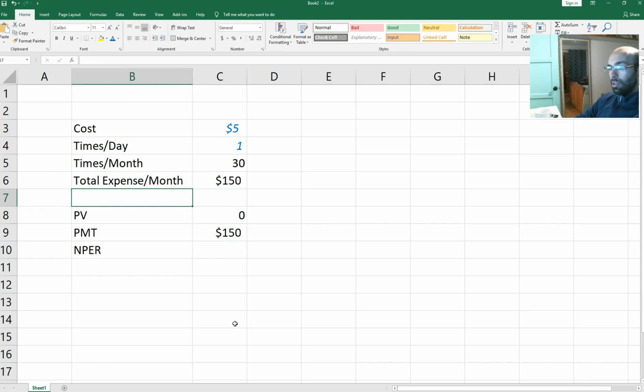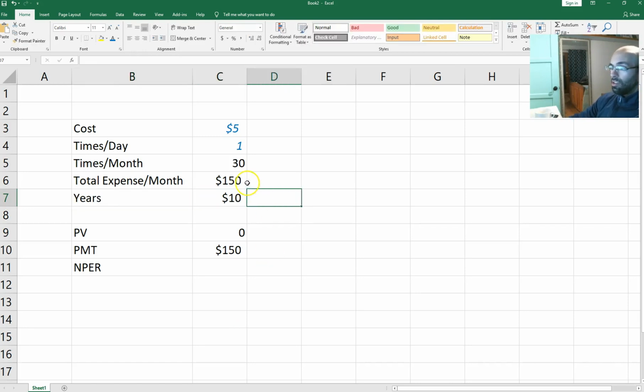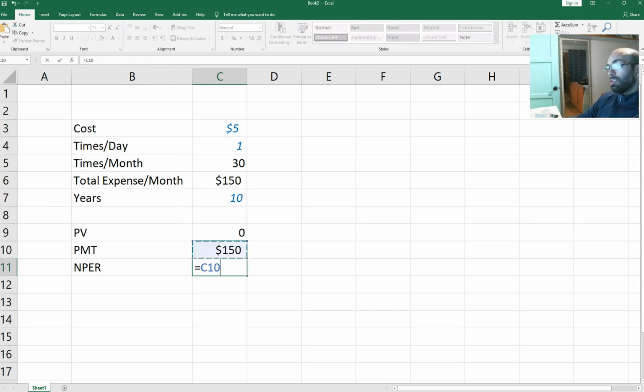So let's look at this on a yearly basis here. Actually, let's look at it on a monthly basis. So we're going to say, how much does the cup of coffee cost me over 10 years? And the 10 years is going to be an input. We're going to change this to a 10 because it's not a dollar amount. And so then the number of periods is simply the number of years times 12, because there are 12 months in a year, and this payment is happening every month. So we've got to make sure that these are the same.